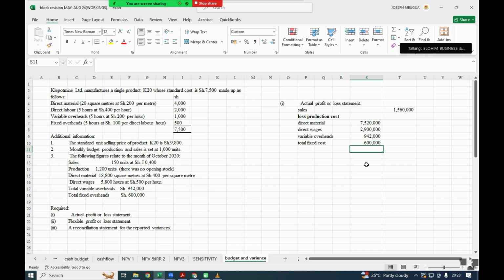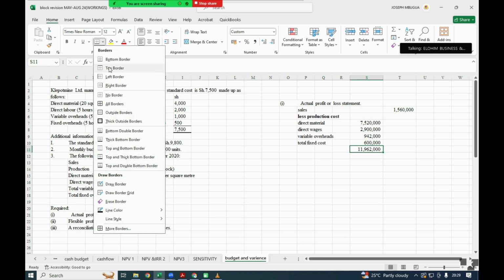And remember now, this cost that we incurred was to support production of 1,200 units. So 1,200 units are the units that we produced. But instead of selling 1,200, we ended up selling what? 150 units. We only sold 150 units. Remember, they are telling us we did not have any opening inventory. But because we produced 1,200 and we sold 150, it means there will be closing inventory.